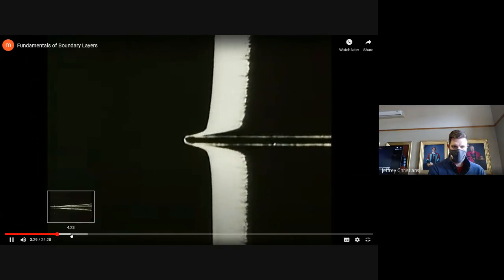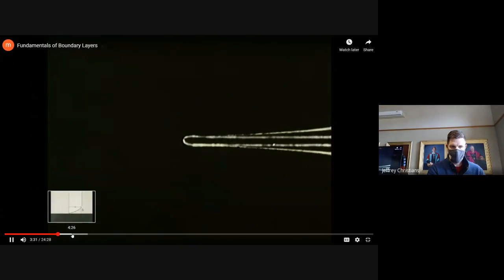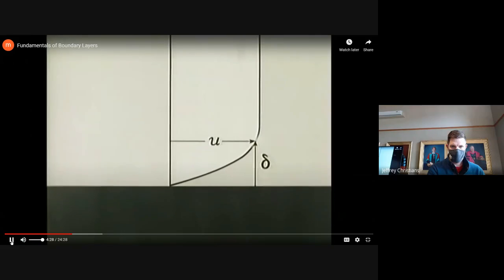The thickness of the boundary layer increases along the length of the plate. The bubbles correspond closely.